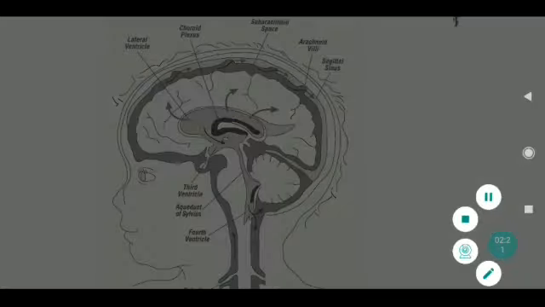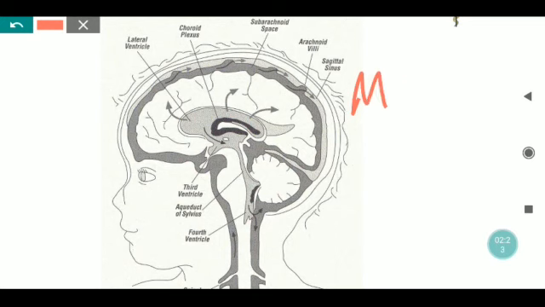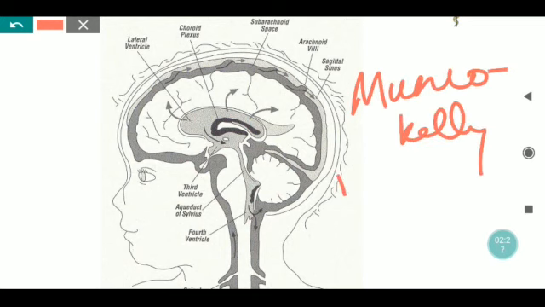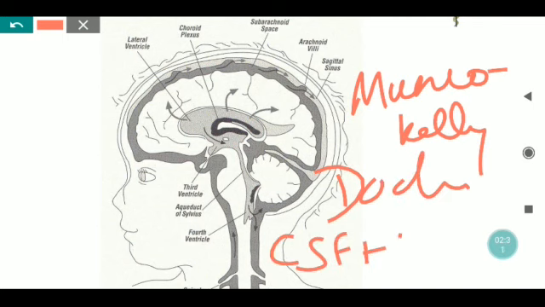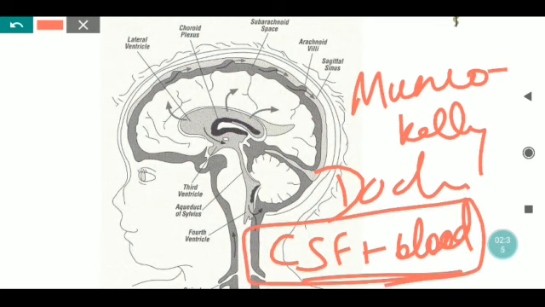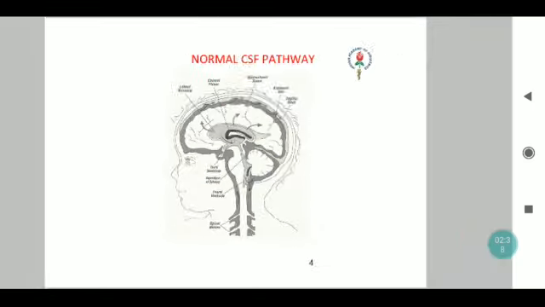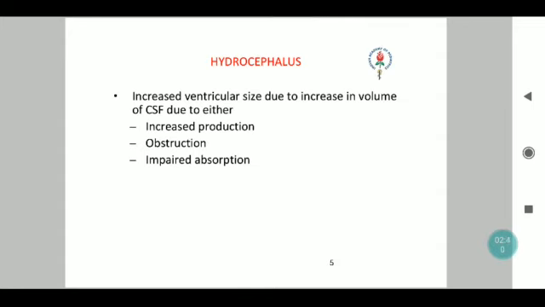So we also know that there is something called the Monro-Kelly doctrine. According to this principle, the combination of CSF plus blood within the cranium is a fixed constant. And like I was saying earlier, hydrocephalus is because of an increased ventricular size due to an increase in the volume of the cerebrospinal fluid which is present within.